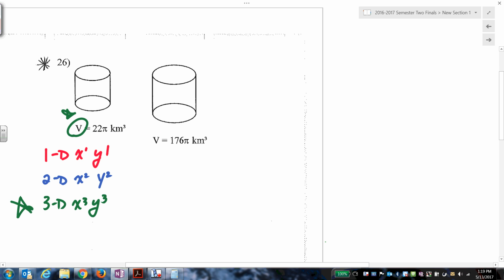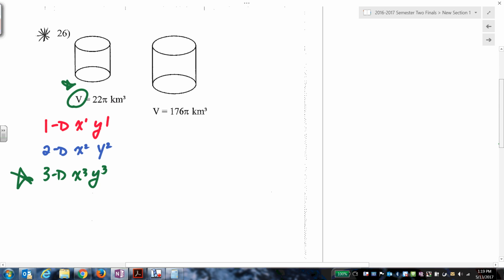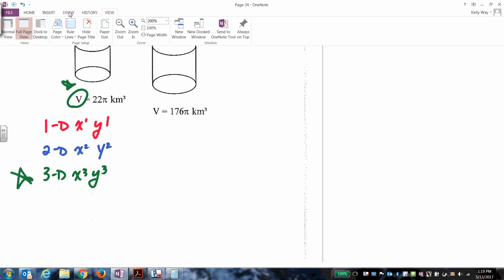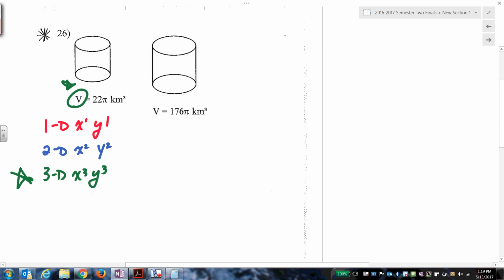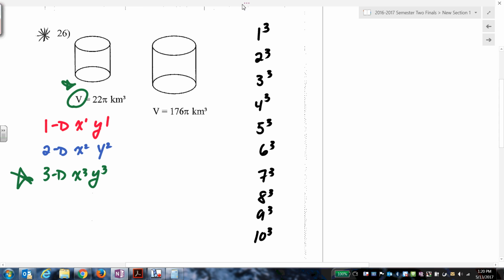So I recommend that you're familiar with your cube roots, at least 1 through 10. Why don't we draw those in the margin here? 1 cubed, 2 cubed, 3 cubed. Go right down the line so that you have these handy and they're easier to spot, because you're not as familiar with these as you are with squares. Go ahead if you need to get out your calculators.